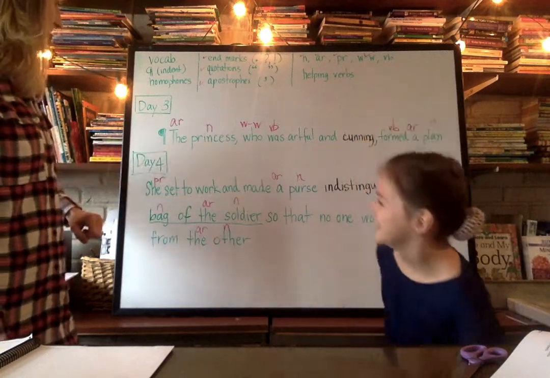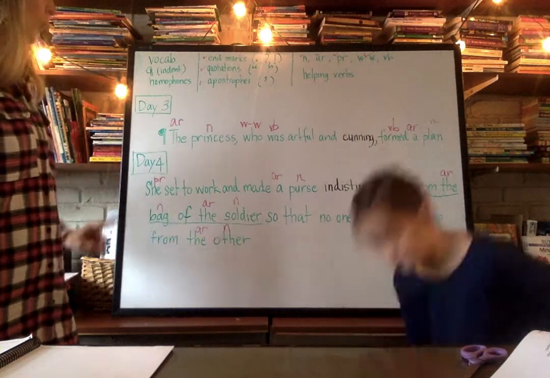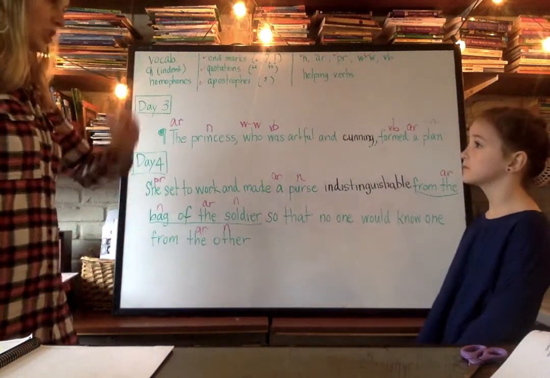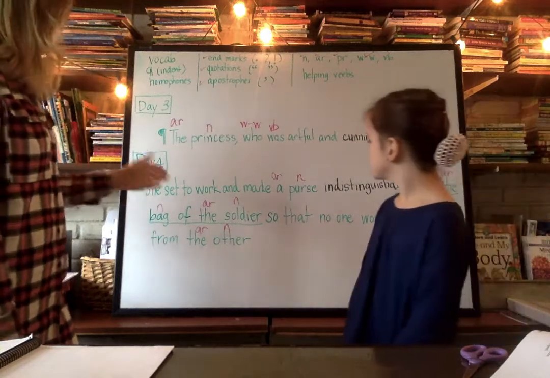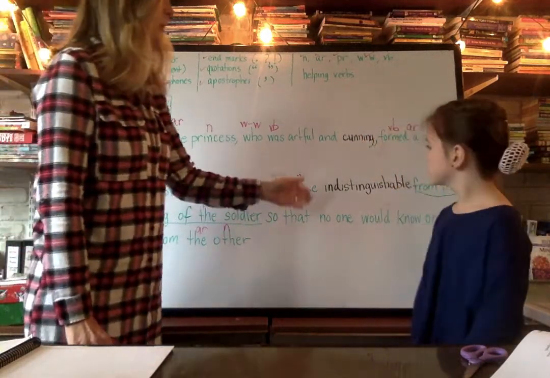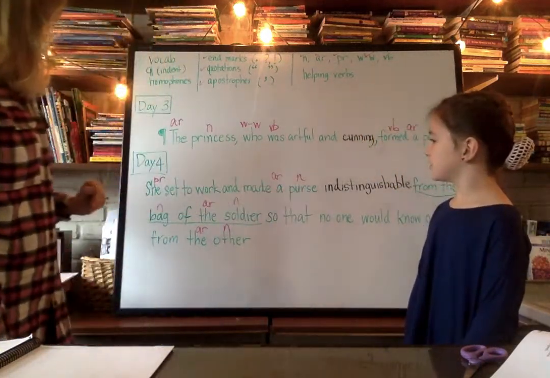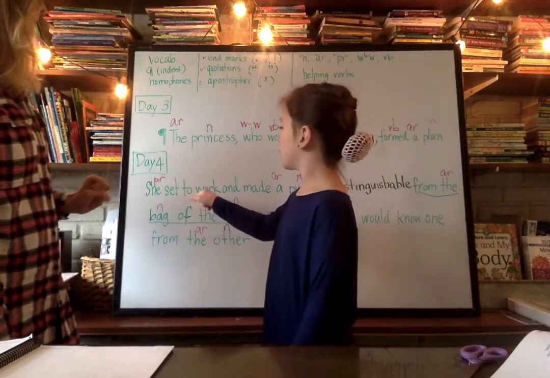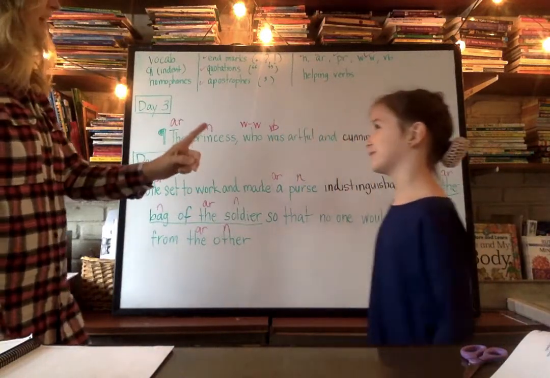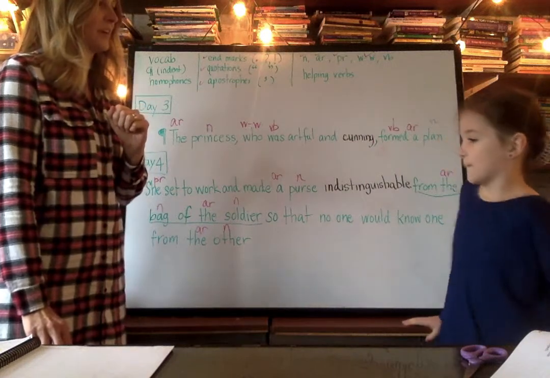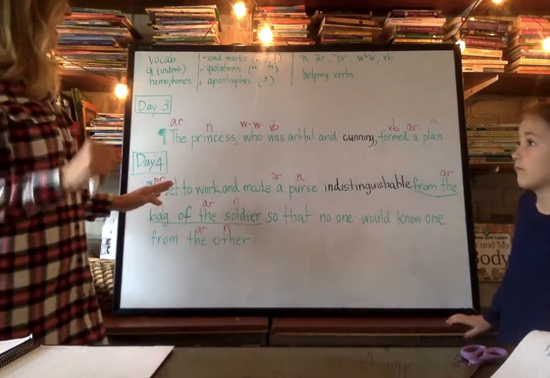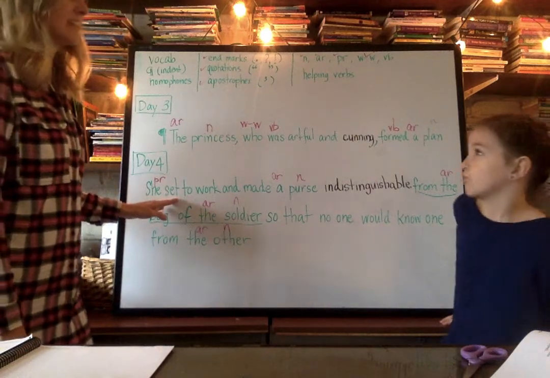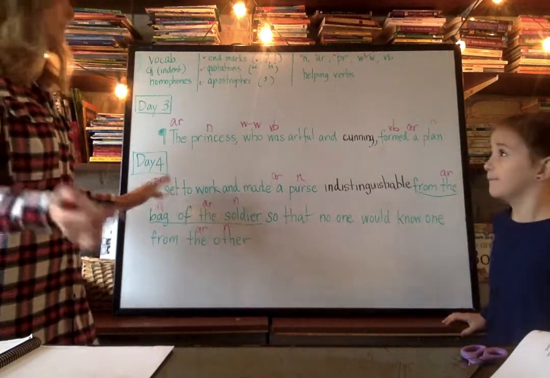The princess. Very good. Now, is she doing anything in this sentence? She set to work and made a purse. Let's just stop there, okay? Setting and working. Let's test that real quick. Let's see what she's doing. If I say, I will set, does that work? Does that make sense? That does make sense.